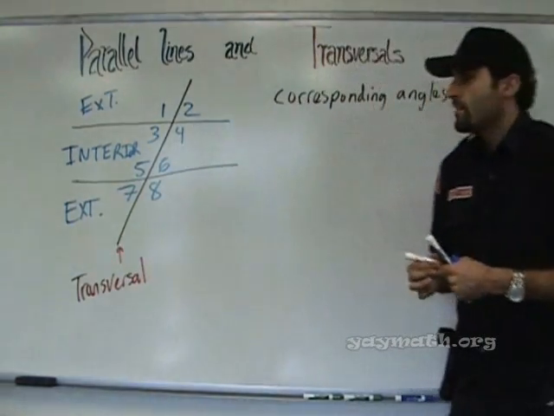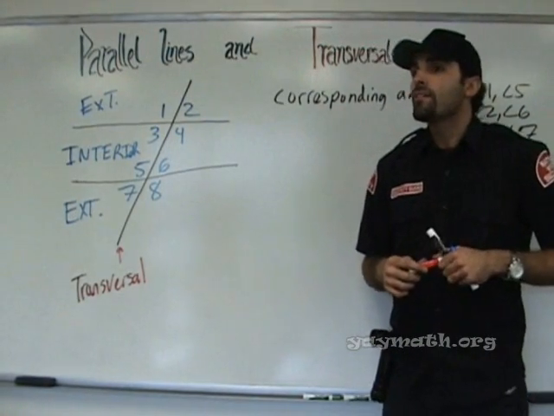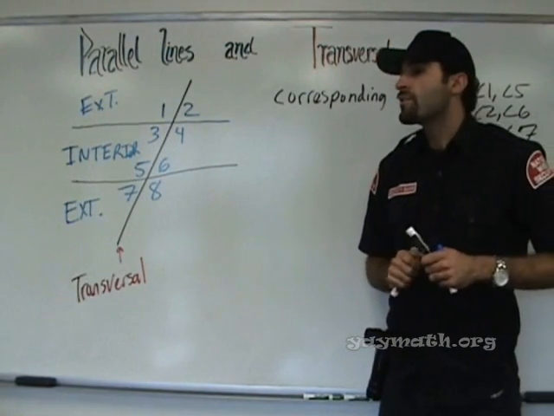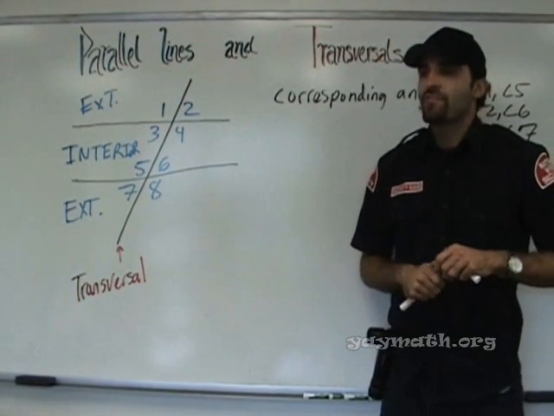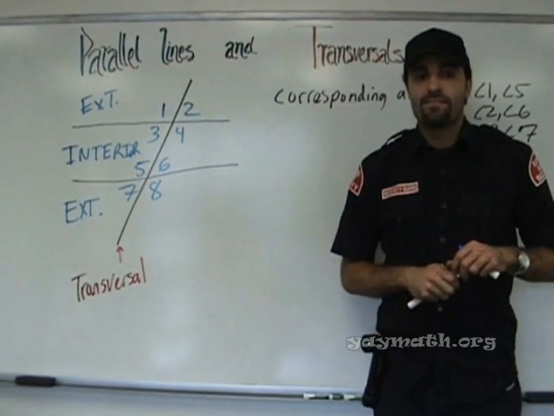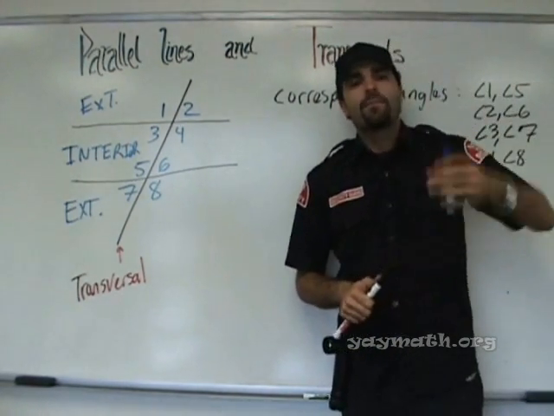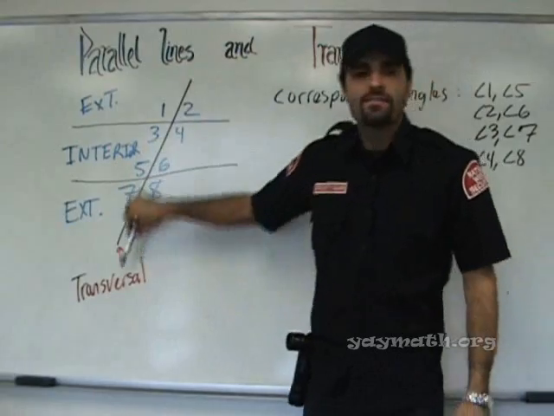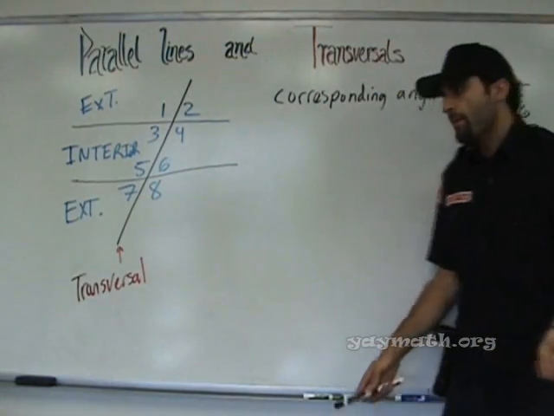Okay. So you could either be on the same side of the transversal, or you can be on alternate sides of the transversal. Yes? Does the transversal always have to be diagonal? No, it could be up and down. But it cuts the two lines, basically. It cuts the two lines. Okay, more questions? All right.